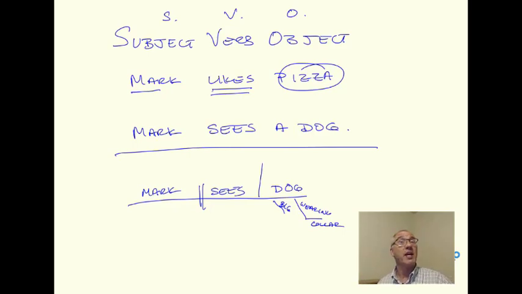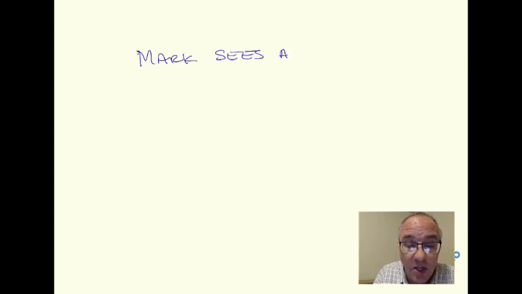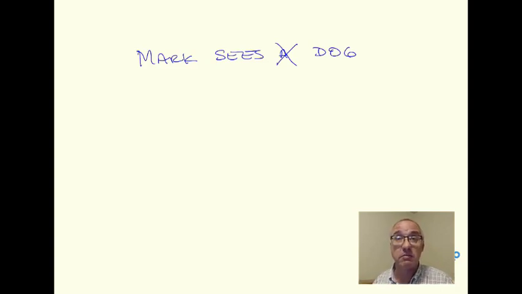Guess what? In Latin, it doesn't work this way at all. Not at all. In other words, Mark sees a dog. First of all, let's be clear. Latin has no word for a, and Latin has no word for the. We say the dog ran fast. Not so in Latin. Dog ran fast. That's what they say. There's no the dog. I see a cat. Nope, I see cat. Could be the cat, could be a cat, doesn't matter.